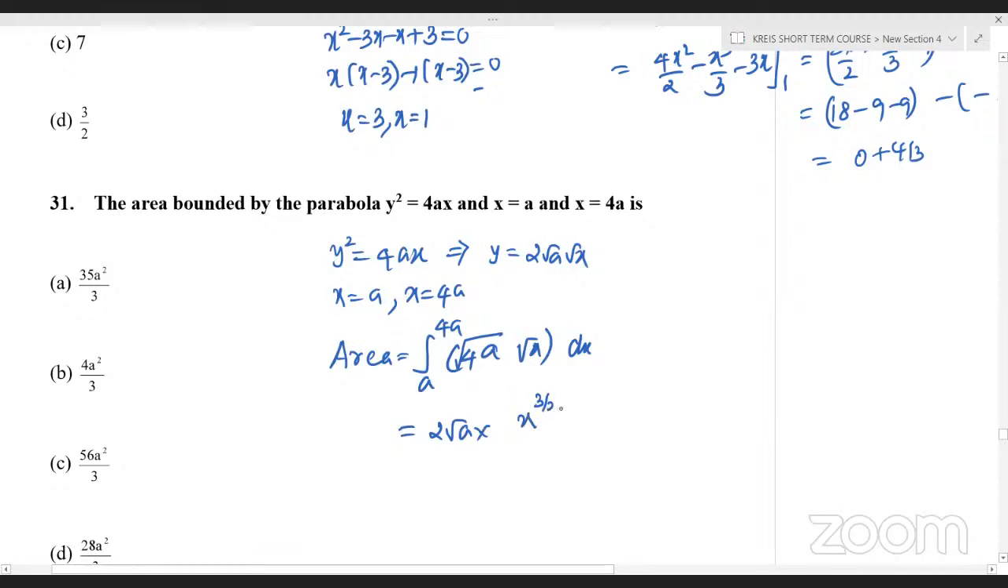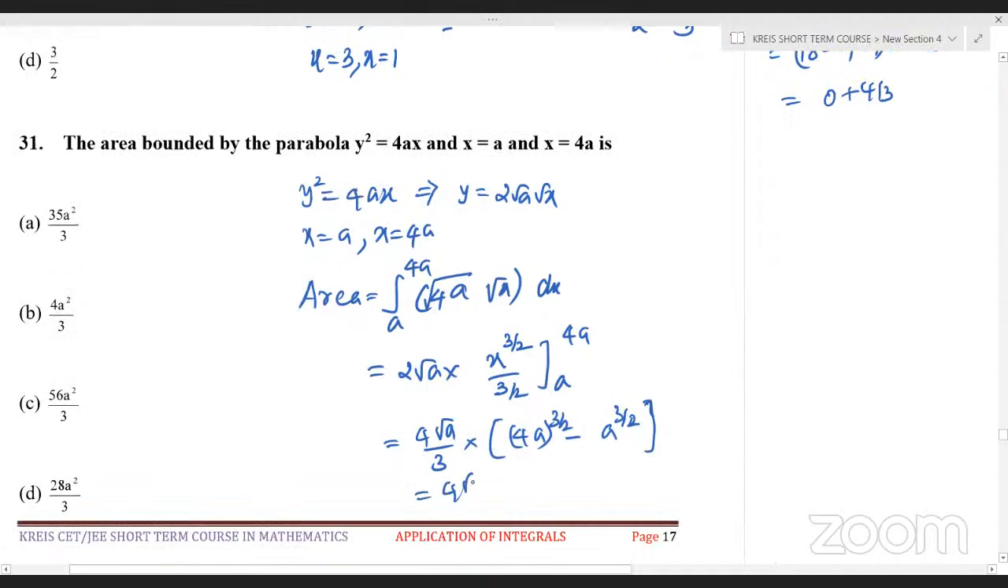X power root x integration gives x power 3 by 2 divided by 3 by 2, evaluated between a and 4a. You can write this as 4 root a divided by 3 into, at the upper limit, 4a to the power 3 by 2, minus at the lower limit, a to the power 3 by 2. So this will be 4 root a divided by 3 into 4 power 3 by 2, which is nothing but 8 into a root a, minus a root a. So 8 a root a minus a root a.